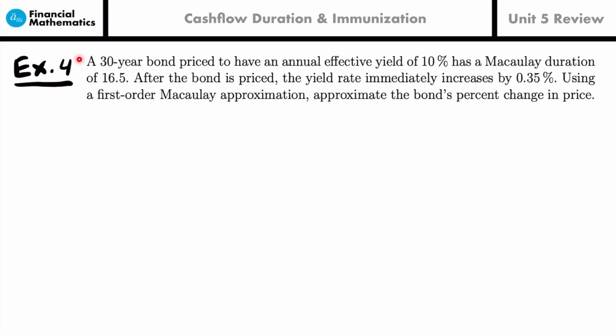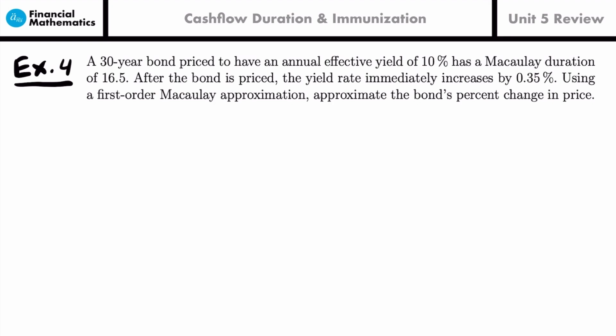All right, so for our fourth review problem, we have a 30-year bond priced to have an annual effective yield of 10%, has a Macaulay duration of 16.5. After the bond is priced, the yield rate immediately increases by 0.35%. Using a first-order Macaulay approximation, approximate the bond's percent change in price. Okay, so once again, just like with the other review problems, if you want to try this out for yourself first, now is the time to pause the video, and then once you're ready to check your work or compare it to my work, then feel free to play the video again. But now let's get started with this problem here.